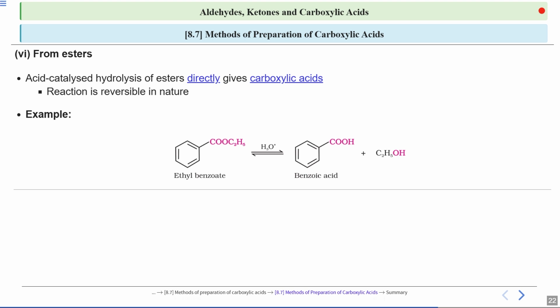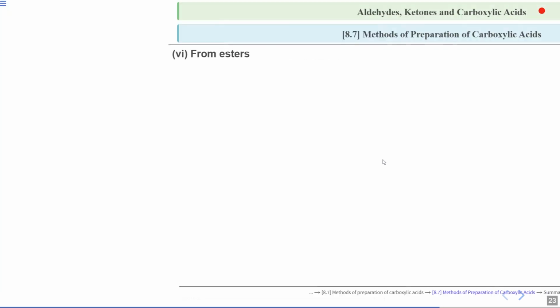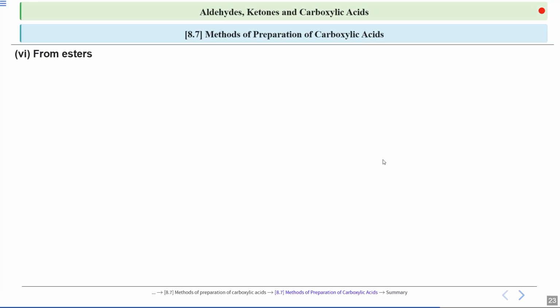If you look at this particular example, you have ethyl benzoate, which is an ester. When you do the acid catalyzed hydrolysis, it directly gives you a carboxylic acid, which is benzoic acid. And you get a byproduct, C2H5OH, which is ethanol. Now we are going to see the mechanism of this acid catalyzed hydrolysis of esters.